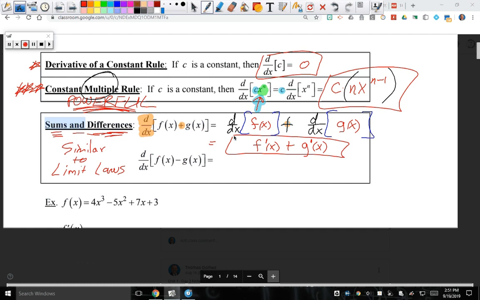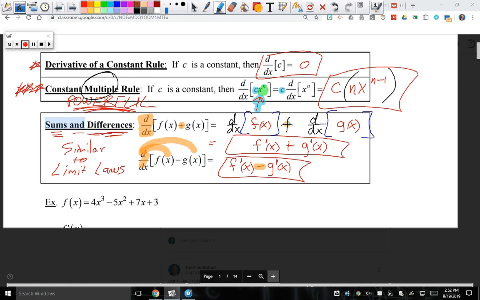And then this one over here will end up becoming f prime of x minus g prime of x. Basically, it feels like you're distributing again, but you're not. You're applying. So you're taking the derivative of two different functions, the derivative of f, the derivative of g, and then just subtract them: f prime of x minus g prime of x.